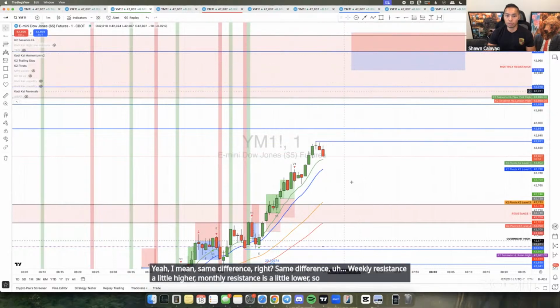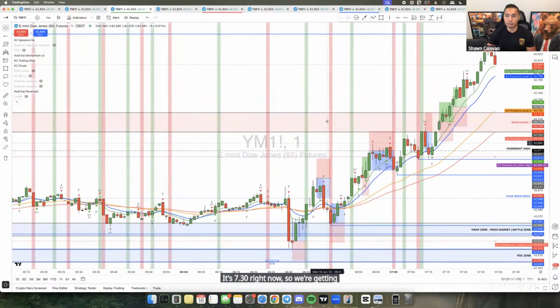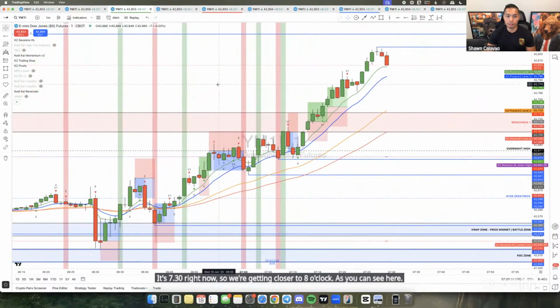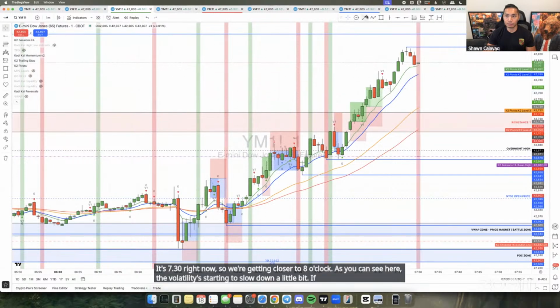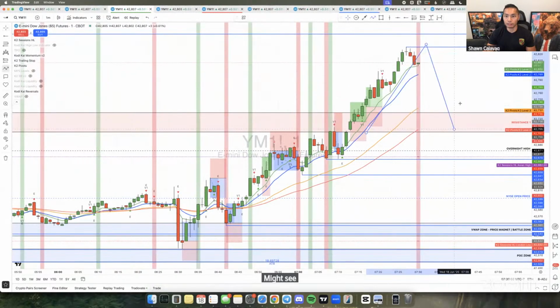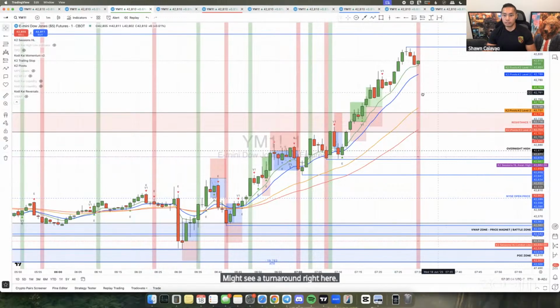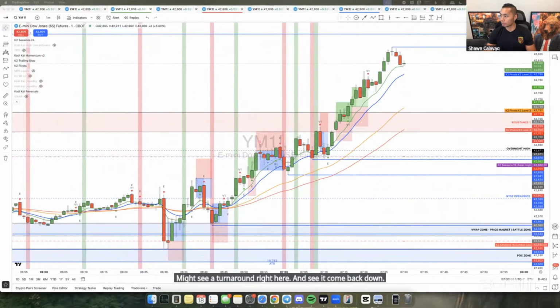So depending on where you want to get in from, it's 7:30 right now, so we're getting closer to 8 o'clock. As you can see here, the volatility is starting to slow down a little bit. If that's the case, completely fine. Might see a turnaround right here and see it come back down.